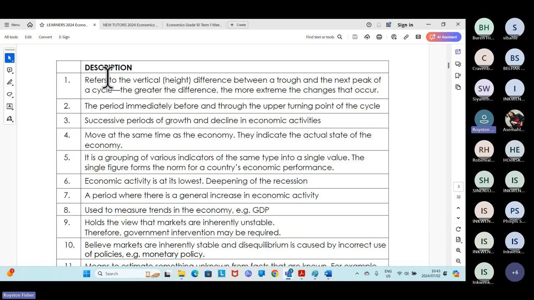Apologies, the descriptions on your notes do not tell you that this is business cycles. So can you please write next to the description, business cycles, and then read through the description, and also write out your particular answer.